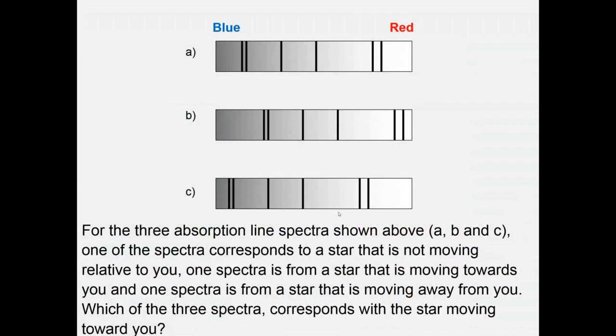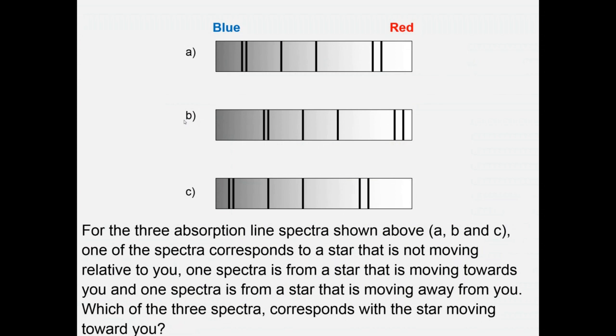So let's try this one. And this is a black and white picture. Who cares? The blue side is the left. The red side is the right. So for these three spectra, one of them is not moving, okay? One is moving towards you, and one is moving away from you. Which is the one moving towards you? It does make it a little bit more complicated, the fact that you don't know which one is motionless.